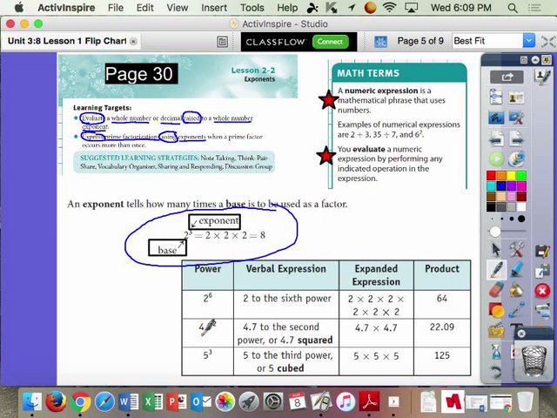Same thing here. 4 and 7/10 is the base. 2 is the exponent. So 4 and 7/10 to the 2nd power, or as we like to say in the math world, that would be called squared. So that means the base times itself 2 times. And when you do that, this is the answer that you get. All right? This is 5 as the base, 3 as the exponent. So 5 to the 3rd power, or as the math world, we call that cubed. So that means you multiply 5 1, 2, 3 times. All right? And when you do that math, you get 125.